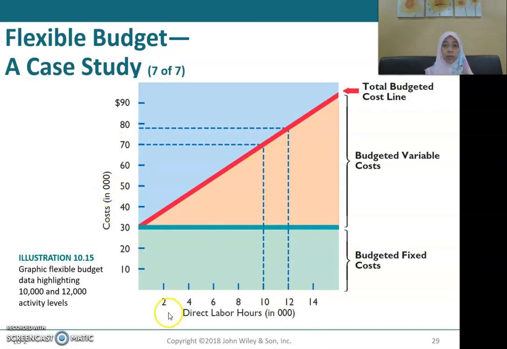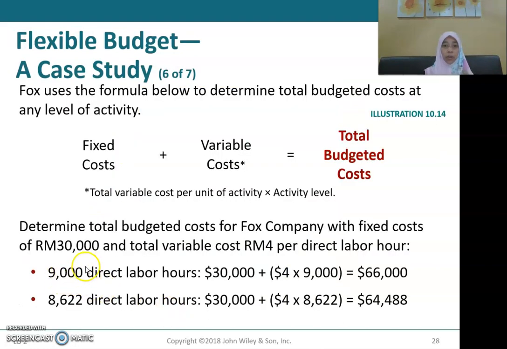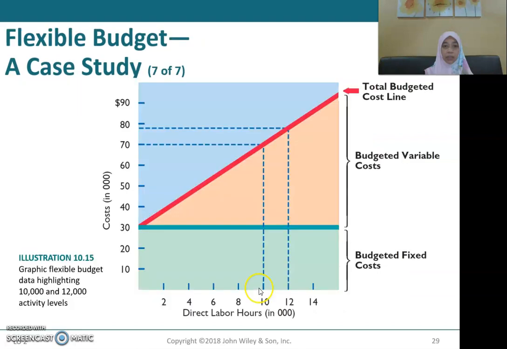The same goes for this one. If you are working at 9,000 direct labor hours, your total cost will be 66,000, for example. So if you work it out at 9,000 somewhere here, you can work out 66,000. And then if it is at 10,000, what happens to your fixed cost, and so on. So you can work it out. This is how you draw the total budgeted cost line.